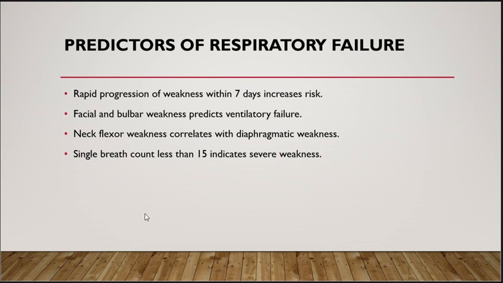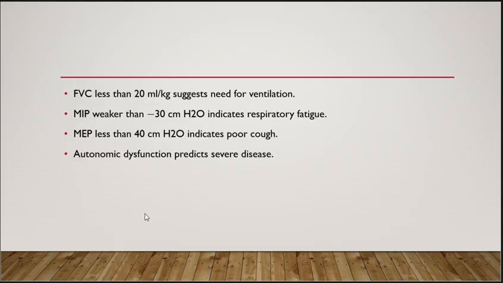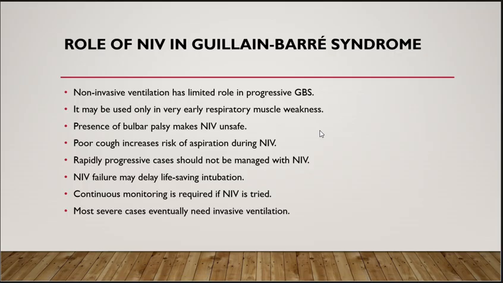And the predictors of rapid respiratory failure are: rapid progression of weakness within 7 days increases the risk, and facial and bulbar weakness predicts ventilatory failure. Neck flexor weakness correlates with diaphragm weakness, and a single breath count of less than 15 indicates severe weakness. Whereas the rule of 20, 30, 40, as we discussed before, and autonomic dysfunction predict the severity of the disease.